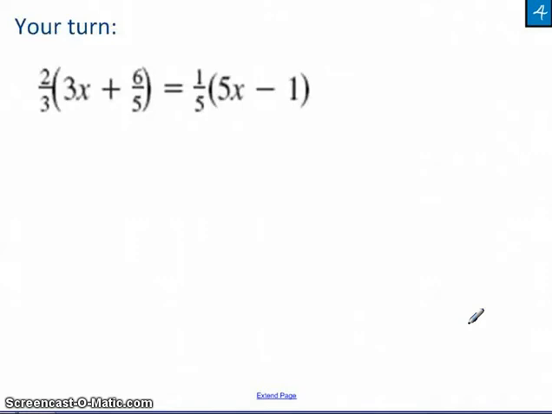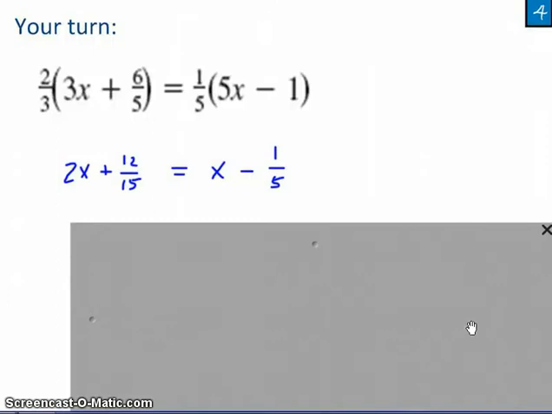Here's one for you to try. Okay, I'm going to assume that you paused and you solved this one. Here's how I solved it and the answer that I came up with.